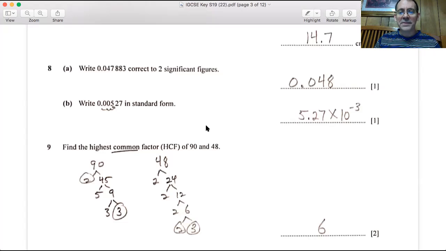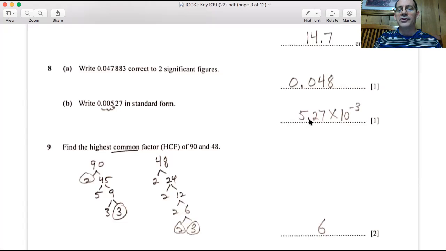So we only want the 5 to be in front of the decimal place, only one digit in front of the decimal. So we got to move it to behind the 5. So that's going to be 5.27. And notice we've made the number bigger. That is, it was 0.005 and now it's 5. So it got bigger, which means our exponent needs to become negative.